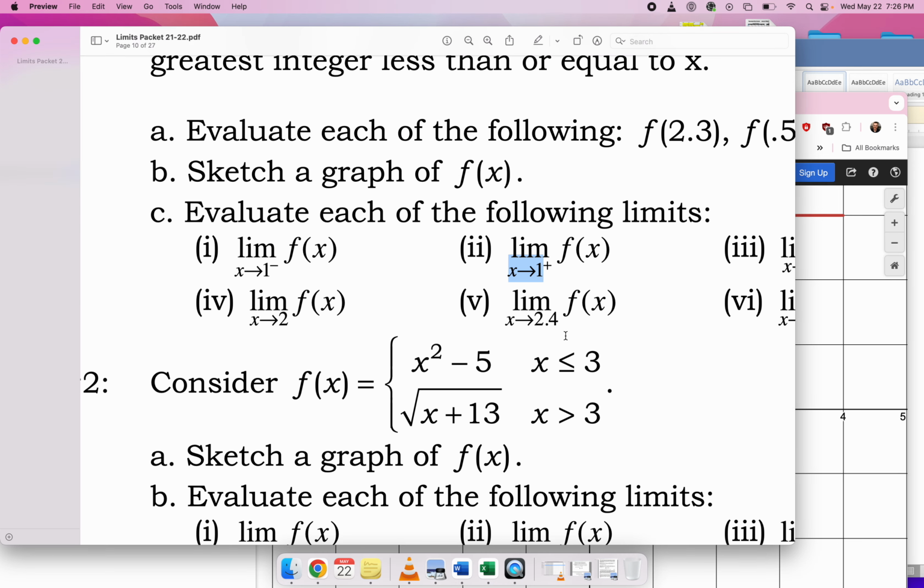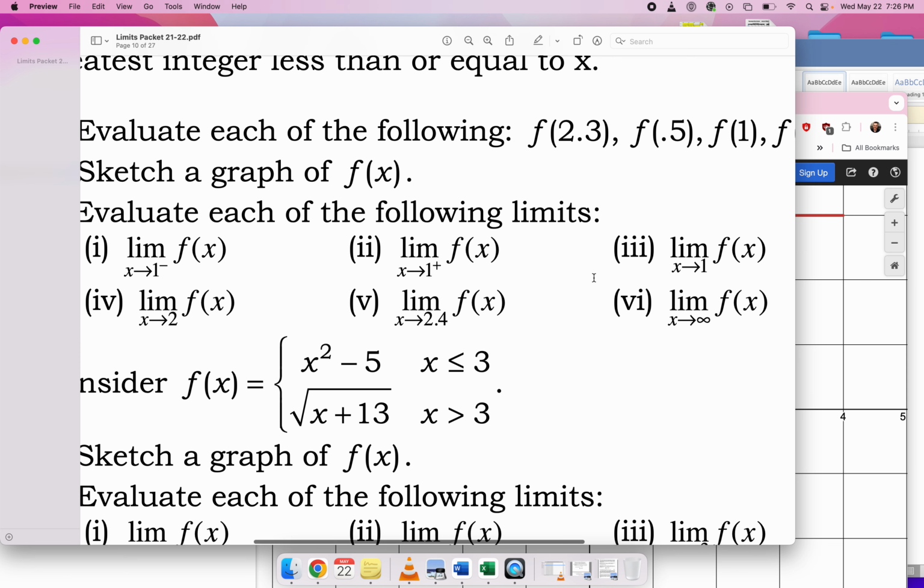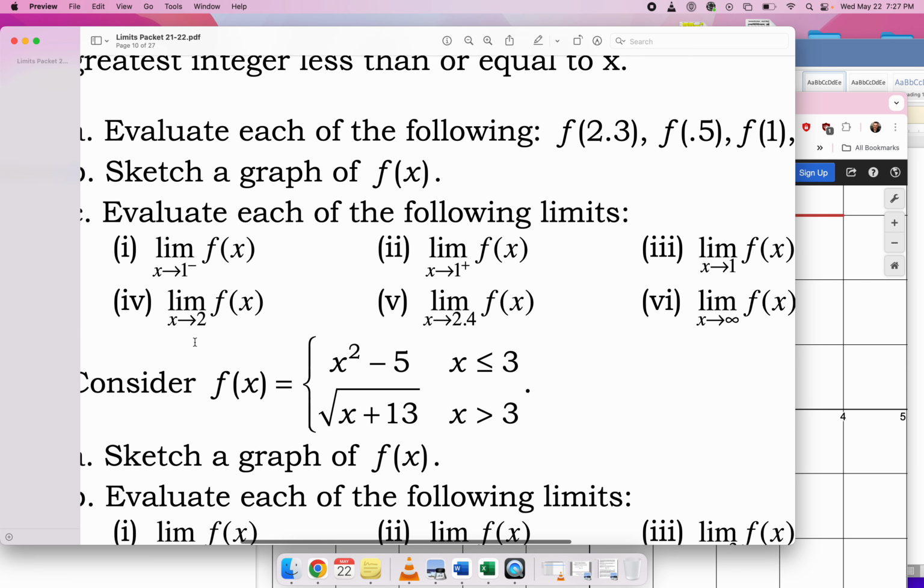Now, can you do this without looking at the graph? Oh, and maybe we'll talk about this. So what is this guy? Well, that guy doesn't exist because the left and right hand limits don't agree, right? The left and right hand limits are two different numbers, so the two-sided limit does not exist. Okay, the end. Now, what's going on here?